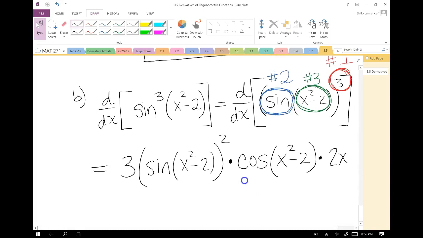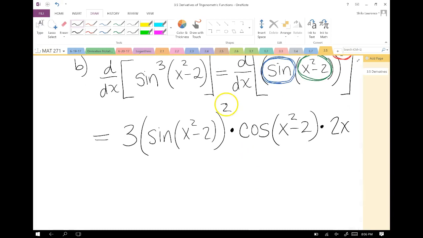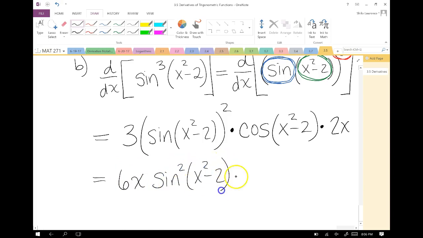And then we'll just try to clean this up a little bit. That's a sine squared and a cosine, and the 3 and the 2x can get multiplied together. So this is really 6x sine squared of x squared minus 2 cosine of x squared minus 2.